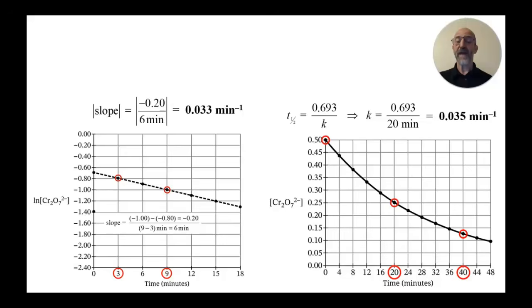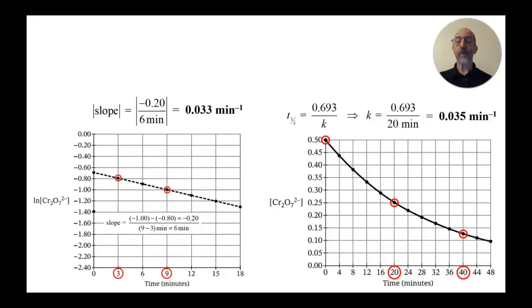If you look at the half-life equation on the equation sheet, 0.693 divided by the rate constant k equals the half-life. So 0.693 divided by the half-life equals the rate constant k. That would be 0.693 divided by 20 minutes, or 0.035 inverse minutes. It is possible at the AP reading that they will accept either 0.033 inverse minutes or 0.035 inverse minutes for the value of the rate constant k.